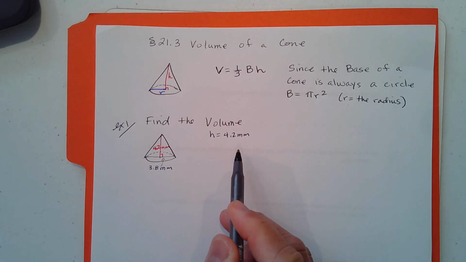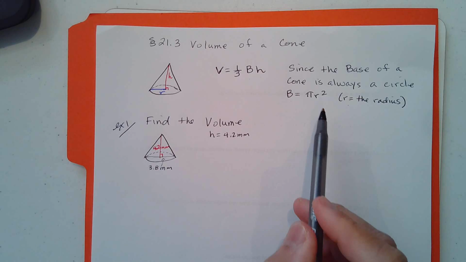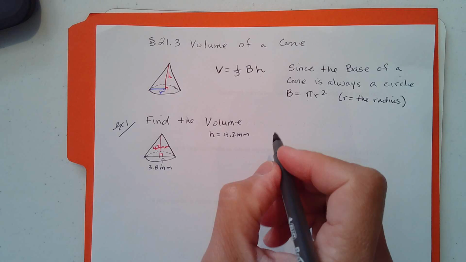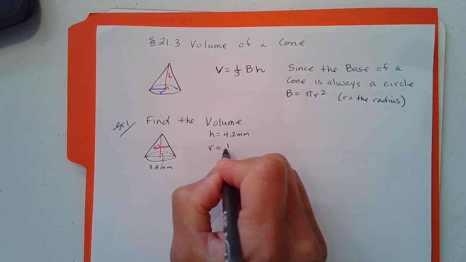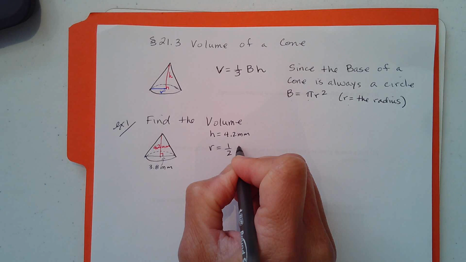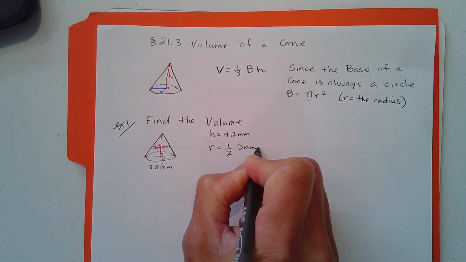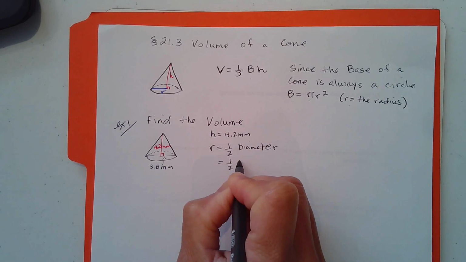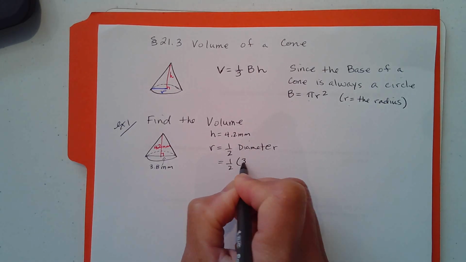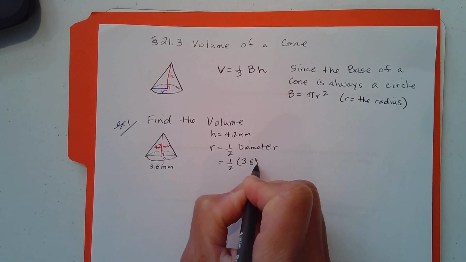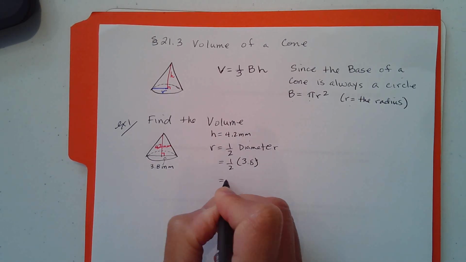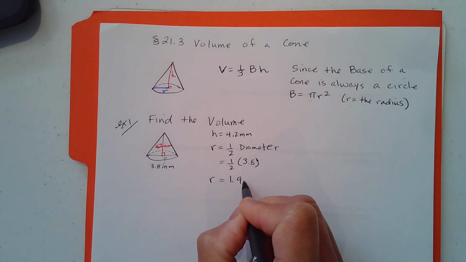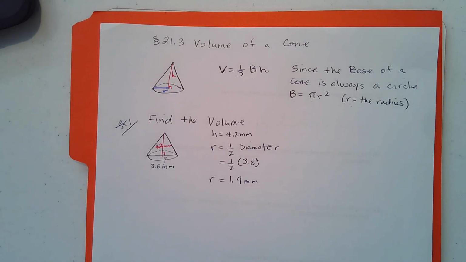We need to now find the radius, because the radius is part of the formula for the base. The radius is 1/2 the diameter of a circle. So that's 1/2 of 3.8, which is equal to 1.9. So now the radius is 1.9 millimeters.